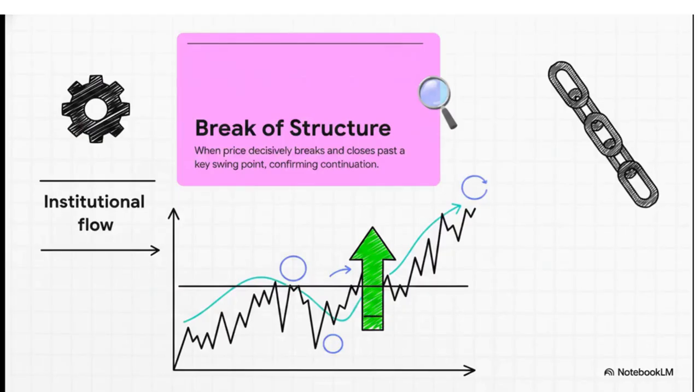Once we spot that shift, we're immediately looking for a break of structure, or BOS. If the market structure shift is your initial warning siren that a trend is changing, the break of structure is the validation. It confirms that this new institutional trend is actively continuing. It happens when the price decisively breaks and closes past the next key swing point in the direction of the new trend. Seeing consistent breaks of structure is exactly how we confirm we're staying perfectly aligned with the dominant institutional flow.